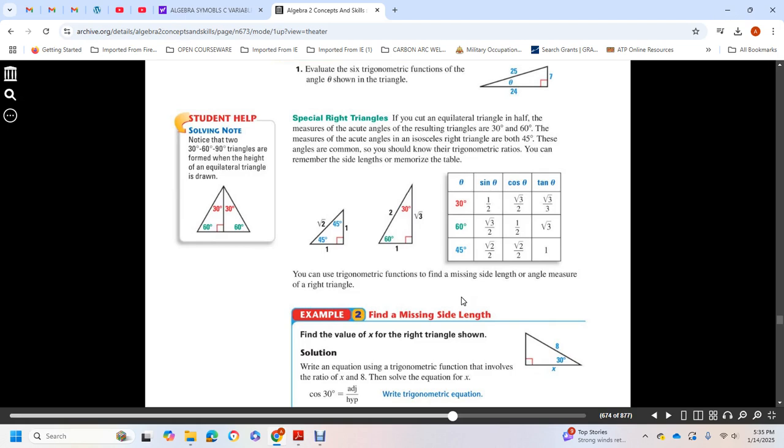The sine of a 45-degree angle is square root of 2 over 2. Cosine of a 45-degree angle is square root of 2 over 2, and the tangent would be 1.